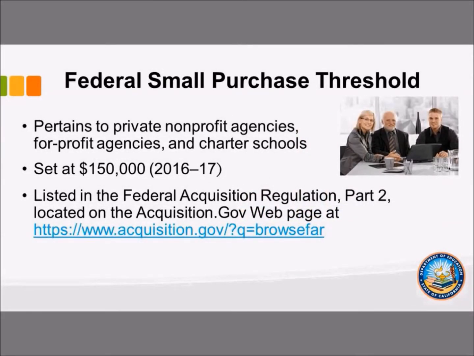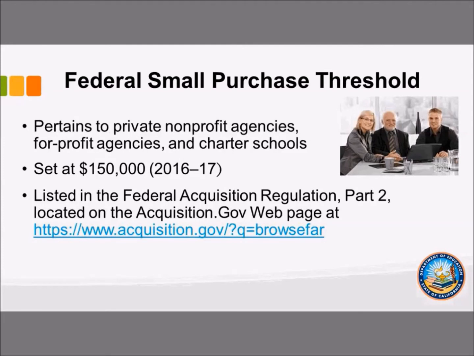The federal threshold pertains to all agencies that do not have lower state or local thresholds. Typically, the federal threshold pertains to private, nonprofit, and for-profit agencies. As of the date of this webinar, it is set at $150,000. To make sure the dollar amount has not changed, agencies can check the Federal Acquisition Regulation Part 2, which can be located on the acquisition.gov webpage at the web address listed on this slide.